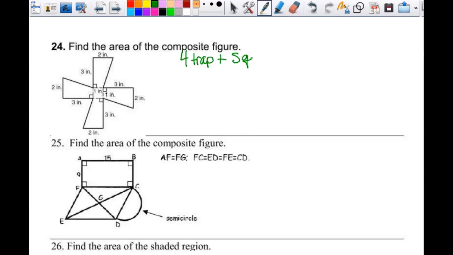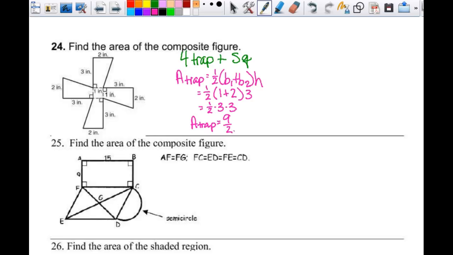So I need to find the area of the trapezoid. The area of a trapezoid is equal to 1/2 base 1 plus base 2 times the height. So this is going to be 1/2 times base 1, which is 1, plus base 2, which is, what is it? 2, times the height, which is 3. All right, so 1 plus 2 is 3, so this is 1/2 times 3 times 3. So that's really 9 times 1/2, so the area of a trapezoid is 9/2.